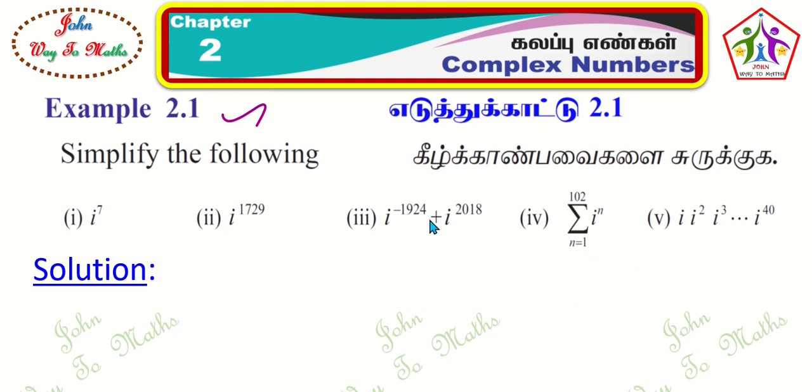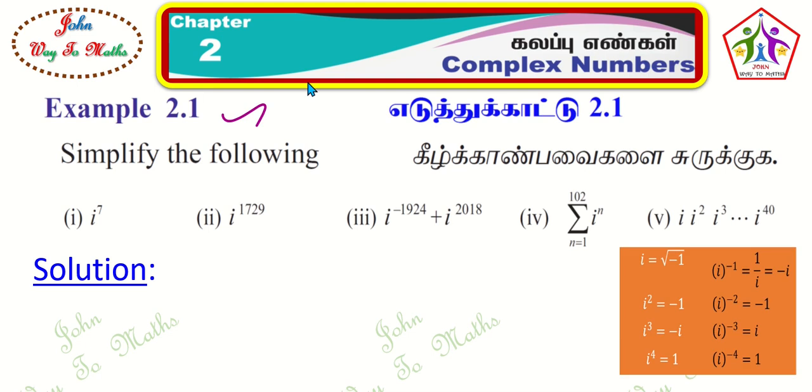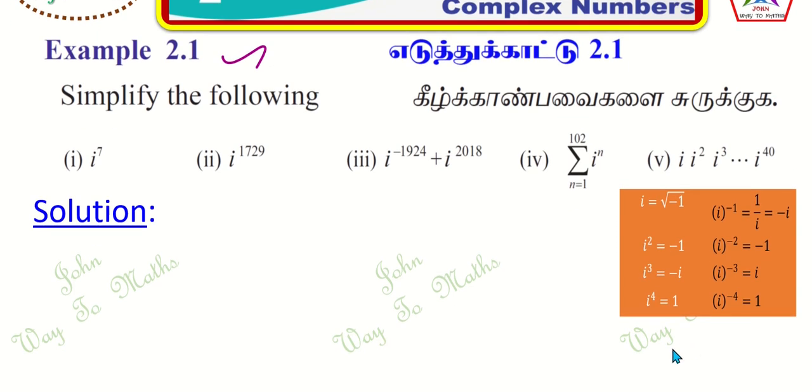Already we know the powers of imaginary: i power 1 is equal to square root of minus 1, i squared is equal to minus 1, i cubed is equal to minus i, i power 4 becomes 1. Then i power minus 1 can be written as 1 by i, that can be written as minus i. So i power minus 2 becomes minus 1, i power minus 3 becomes plus i, i power minus 4 becomes 1. So from this result we can simplify. If we have i power 4n, multiples of 4, we easily get 1.